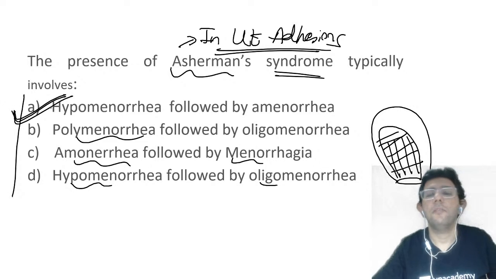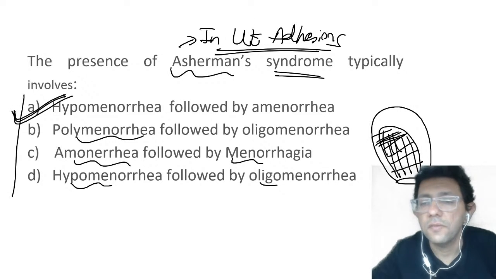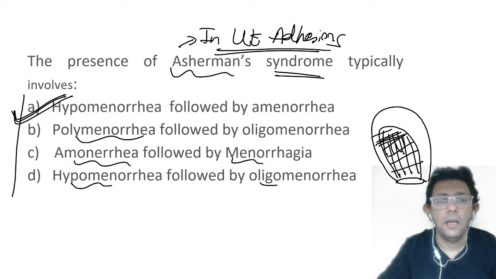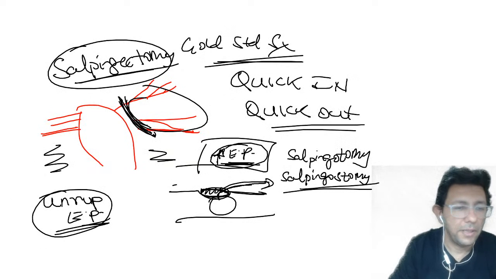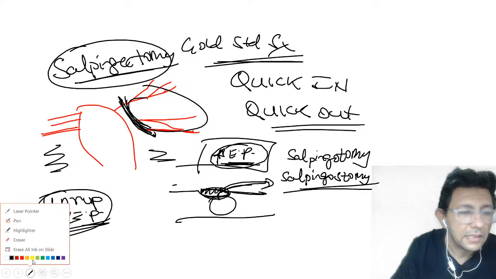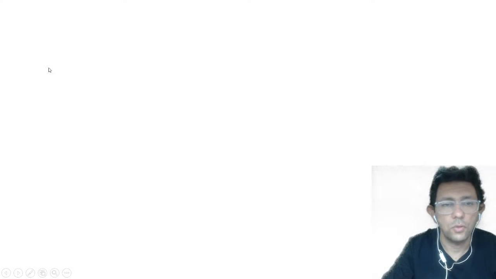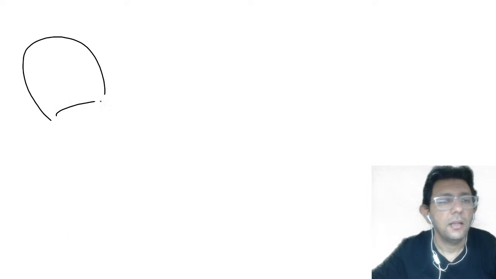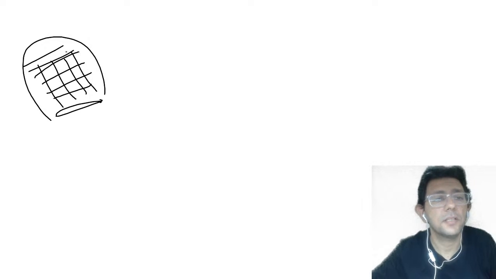Because of this fibrosis and adhesions, the patient will say that the menses is becoming less. The menses of the patient will keep on becoming less. So that is going to give rise to a scanty menses, because as the fibrosis happens, the endometrium is getting replaced by fibrous bands, so the menses become scanty.